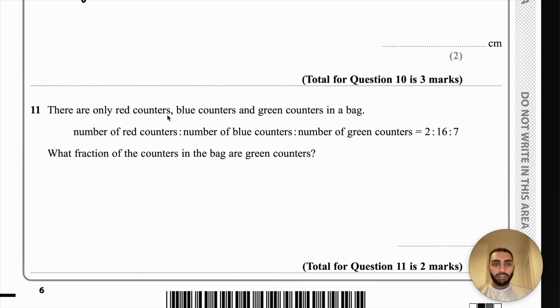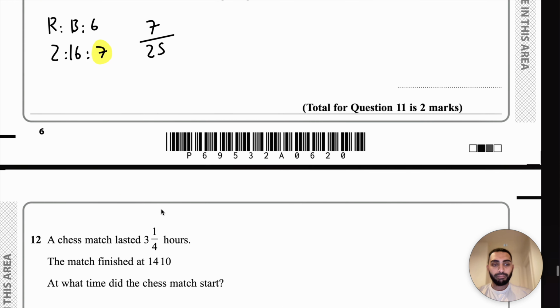Question 11. There are only red counters, blue counters, and green counters in a bag. So we have red to blue to green. The number of red to blue to green is 2 to 16 to 7. What fraction of the counters in the bag are green counters? So we care about the green ones. We need to think, how many parts do we have altogether in total? So 2 add 16 is 18, and 18 add 7 is 25. So we have 25 parts in total, and 7 of them are green. So it's 7 out of 25.